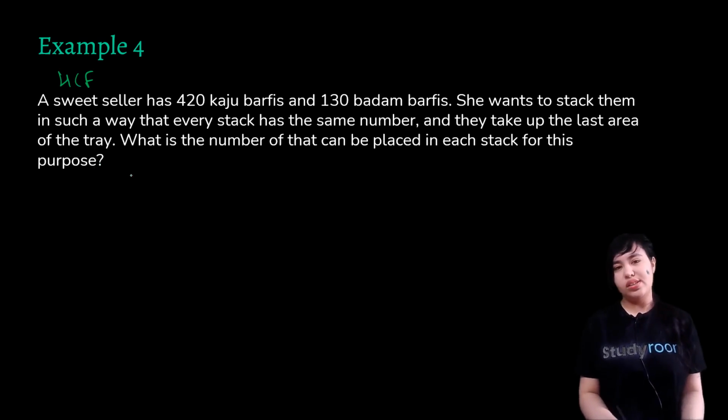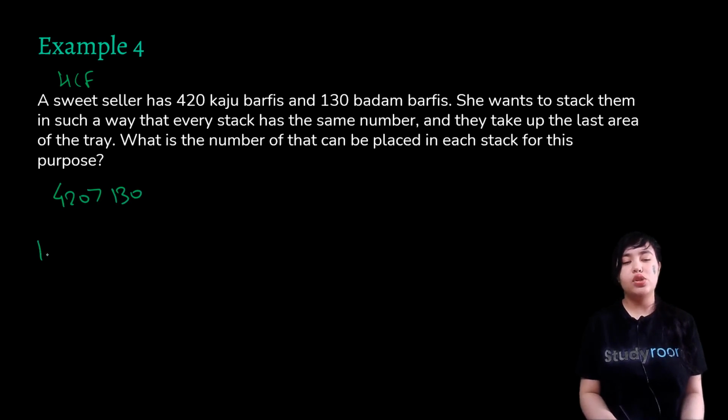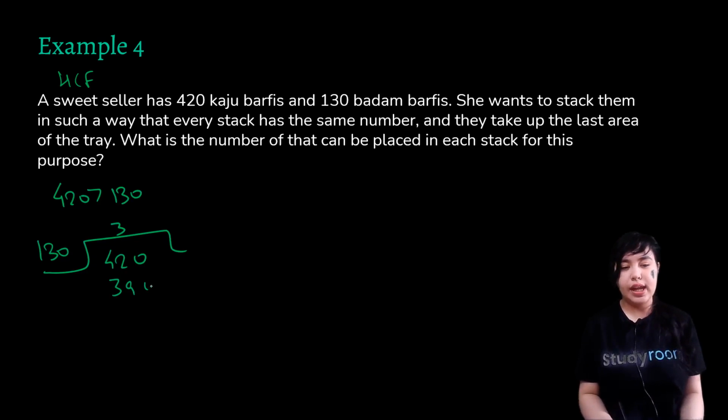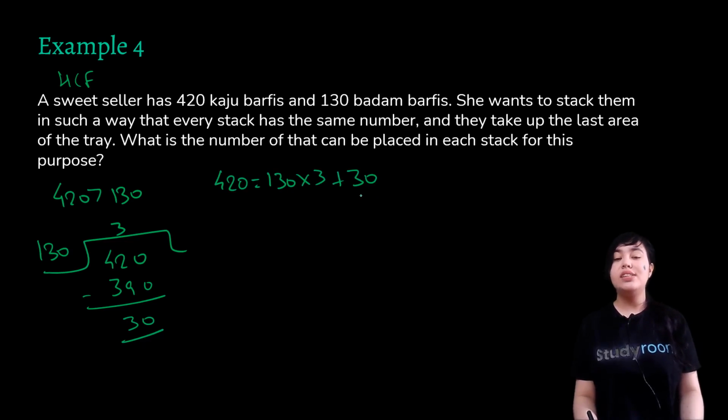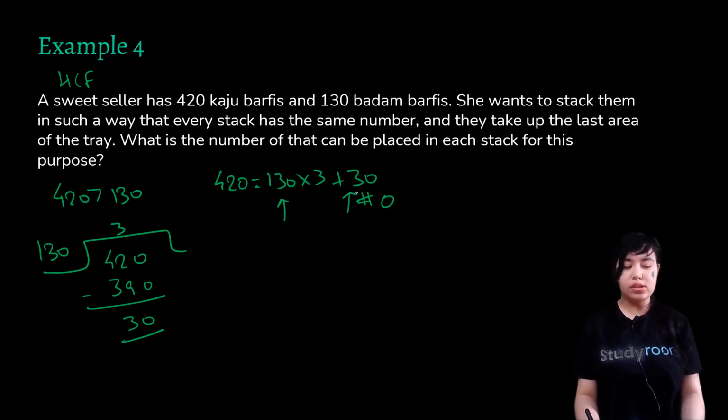So 420 and 130. Which is the bigger integer? 420. So obviously we'll do 420 divided by 130. If I do that, I'll get a 3 here, 390 over here, and we'll get 30. So on applying the lemma, we get dividend is equal to divisor into quotient plus remainder. As you can see, this remainder is not equal to 0. So we'll apply this lemma again, but this time to 130 and 30.